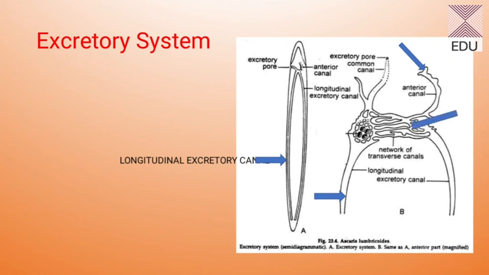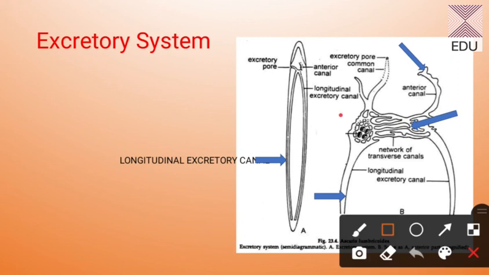Next we have a network of transverse canals which are joining these two longitudinal canals on both sides. So here two anterior canals and two posterior canals are joining together to form a network. This network is also called a plexus. So this is a plexus of transverse canals.